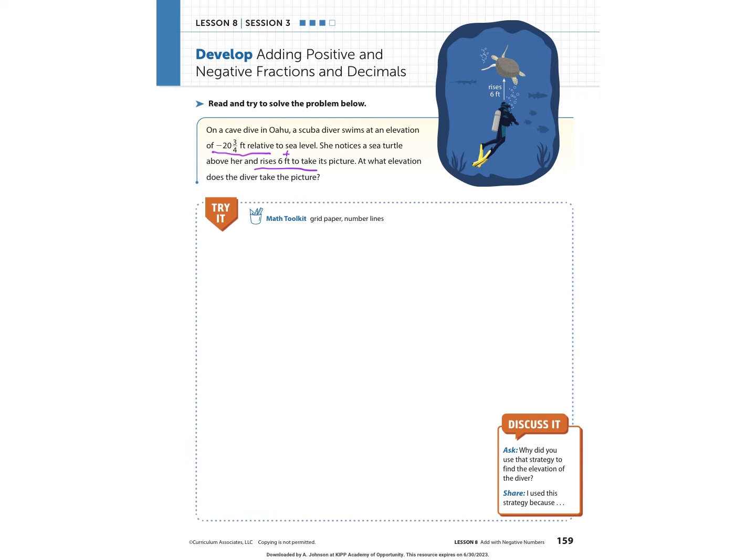Now, if you haven't already, you need to press pause right now and see if you were able to figure this out by yourself. Actually pause it and try to do it on your own, and I'm going to work through it. So I'm going to do it with just an expression because that's too many zero pairs to draw, and I don't want my number line to be that long. So I know negative 20 and 3/4 feet is where she is.